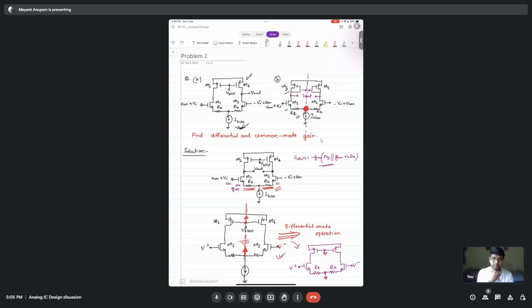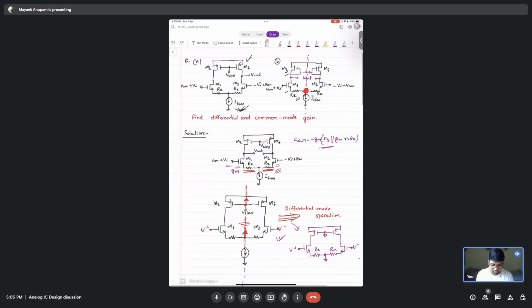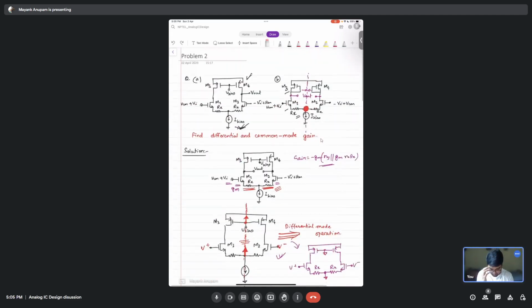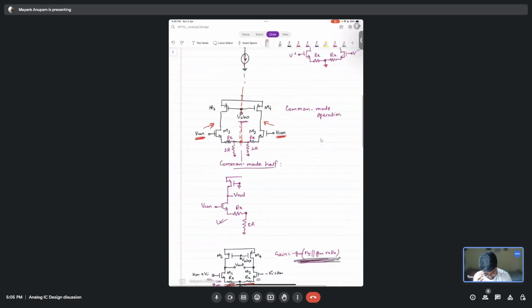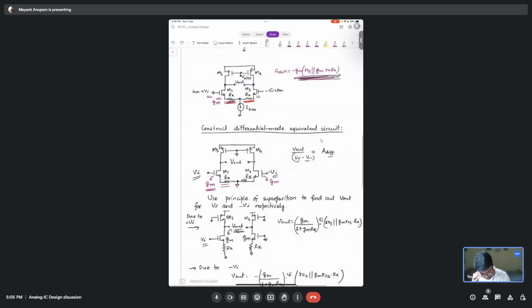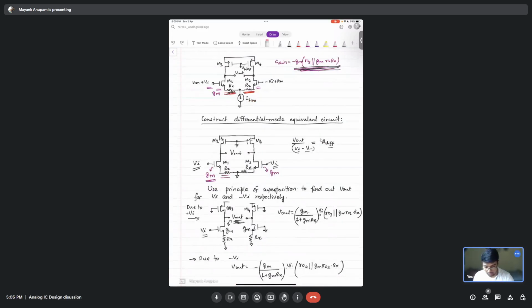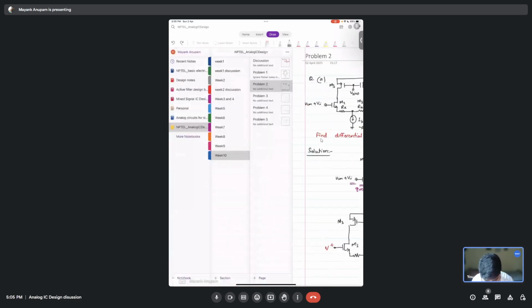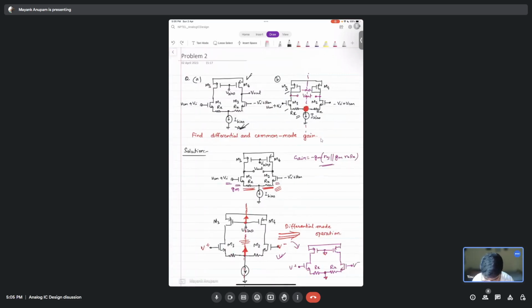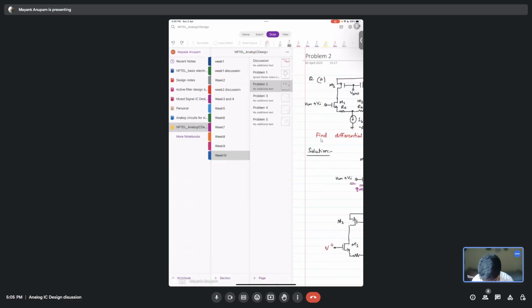Yes, sir. Got it. After that you can find the gain in exactly the same manner as earlier, as in this case. Fine. So let's move on to the next problem. Is this clear, by the way? You understood? Exactly, sir, 100%. Okay, fine. Let's move on.